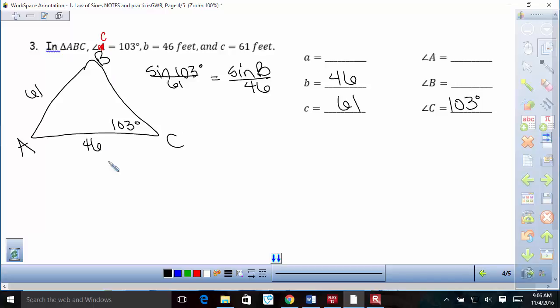Right now, just to remind yourself, if you are looking for the angle B, you are going to have to use the -1 inverse button on your calculator. I'm just going to go ahead and write it there so I can remember that. All right, cross multiply. 61 sine B equals 46 sine 103. Divide by 61 on both sides.